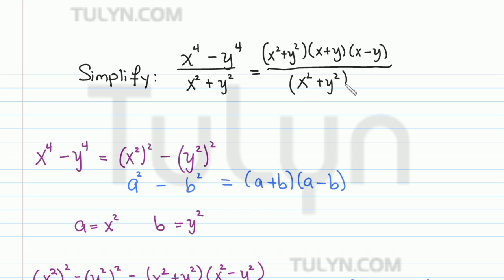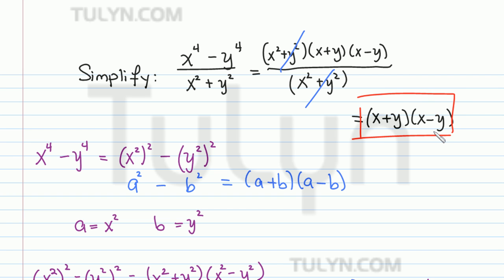But notice that there's an x squared plus y squared in the top and in the bottom, related by product. Since these two cancel out, they just give us a 1. So we're left with x plus y times x minus y. And since there's nothing else we can do, we can just leave our answer like that, and that is the simplified form.